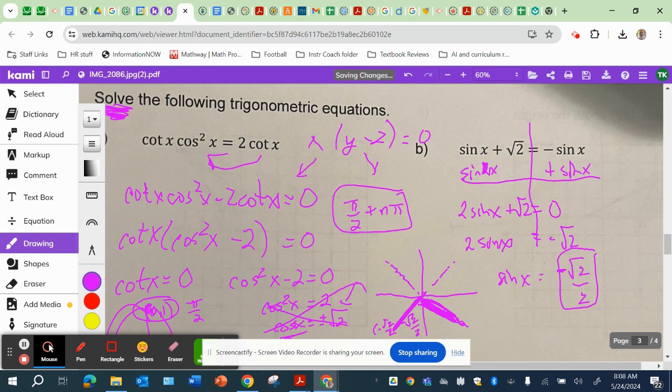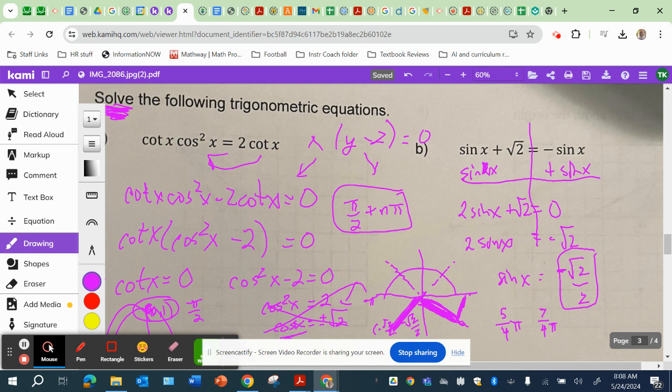So this is pi. This is 1 1/4 pi, also known as 5/4. And this right here is 1/4 pi, and it's 1/4 away from 2 pi, which would be 1 3/4 pi or 7/4 pi. And then these solutions both repeat every 2 pi.